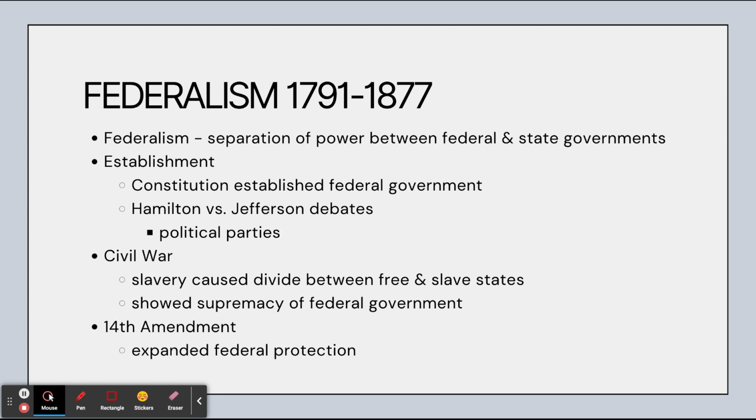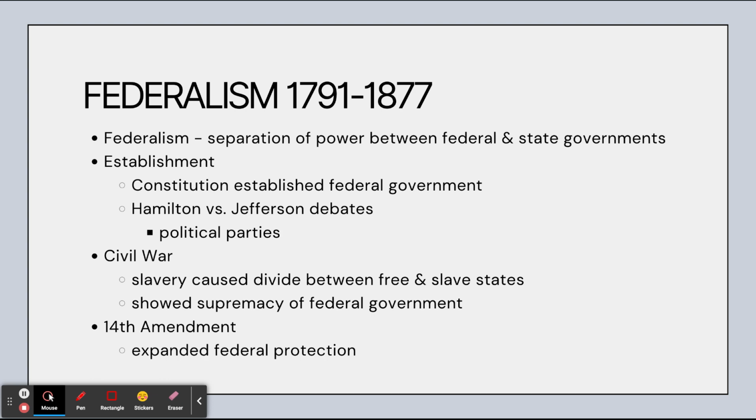Fast forward to the Civil War. Slavery causes a division between the free and enslaved states. While there are people on both ends of the slavery debate in individual states, for the most part, there is a division between the northern states and the southern states. This ultimately shows the supremacy of the federal government because ultimately, after the war ends, the Union wins. The southern states have to rejoin the Union, and consequently, it shows that the federal government does have the power to get rid of things like slavery.